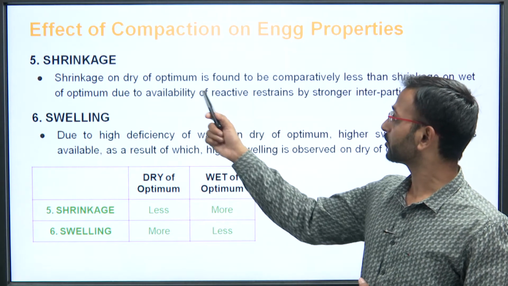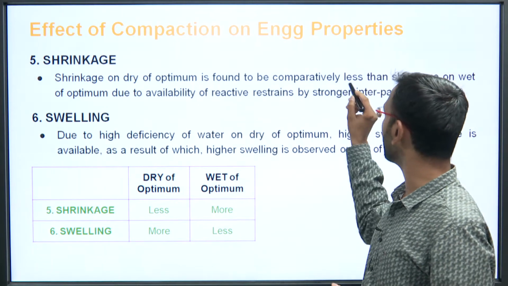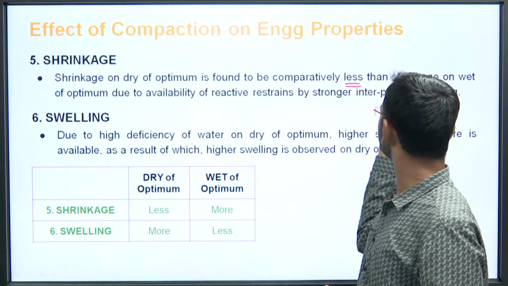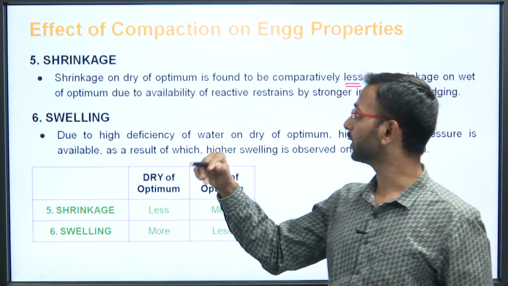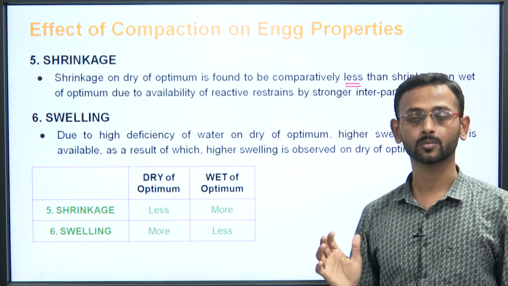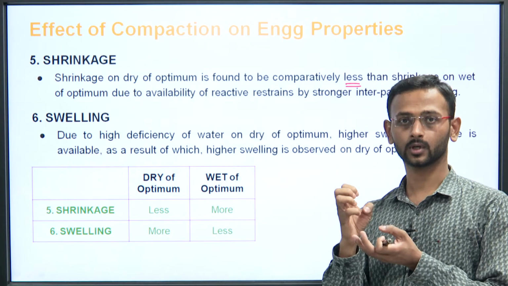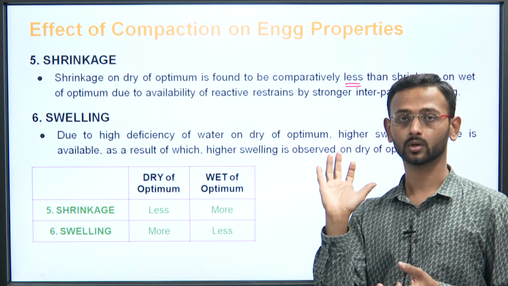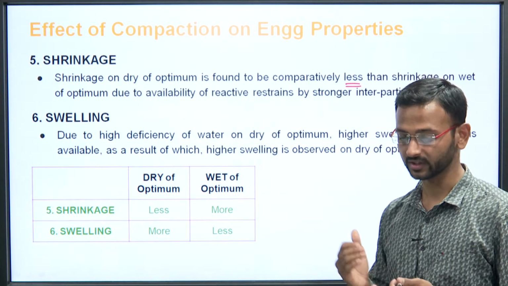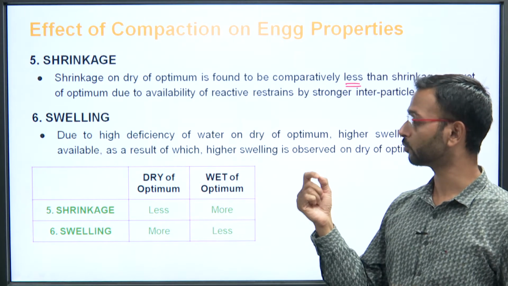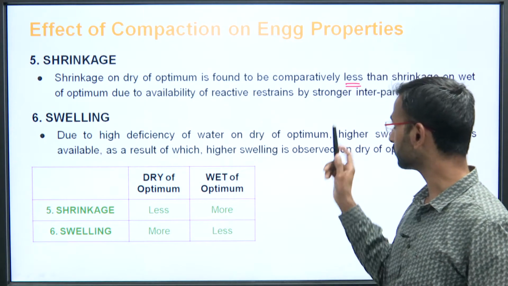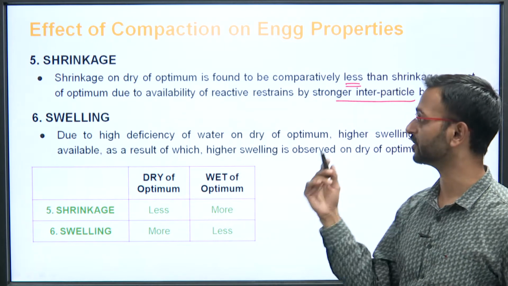So, see here, shrinkage on the dry of optimum is found to be comparatively less, and on the wet of optimum it is more due to availability of reactive strains, because when you apply the load, the flocculated structure will tend to restrain more and more, putting more and more reaction there due to the stronger interparticle bridging.